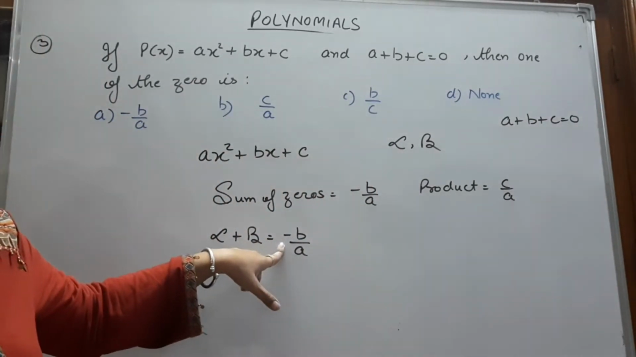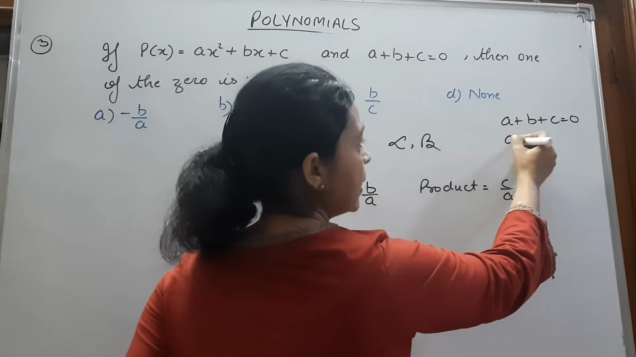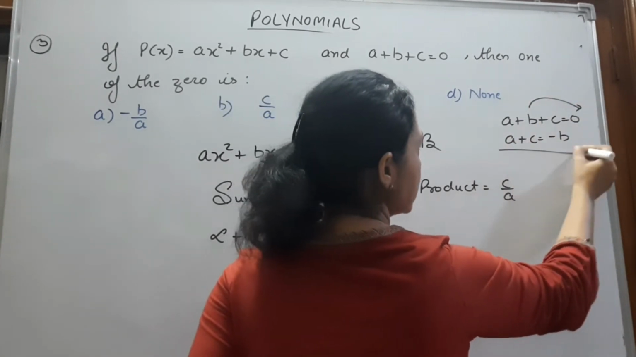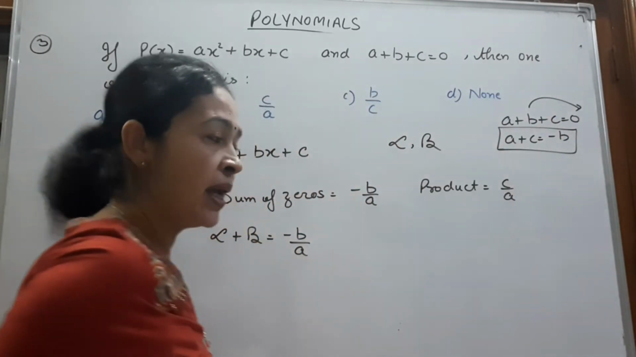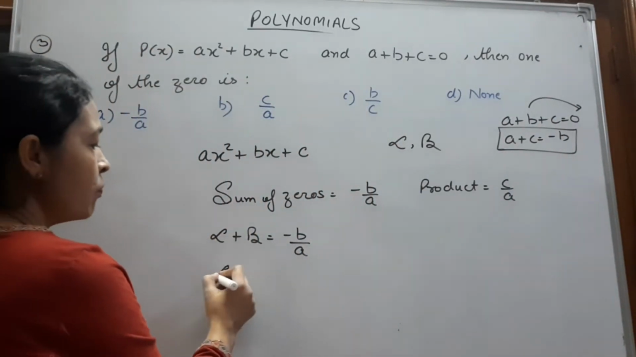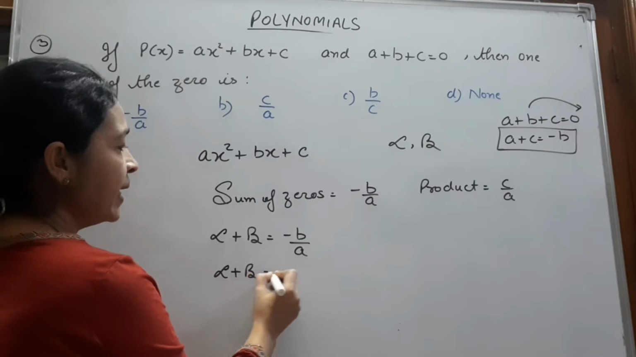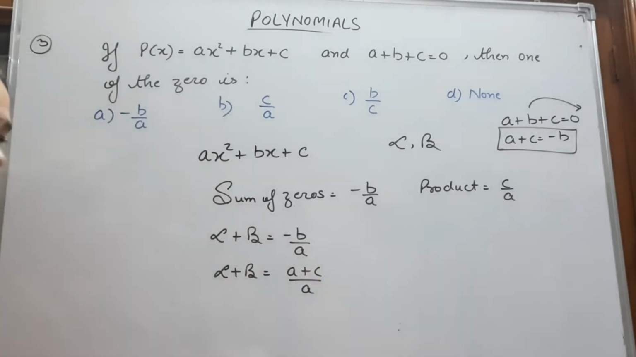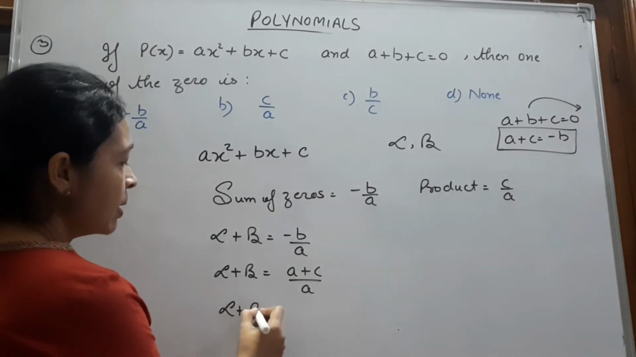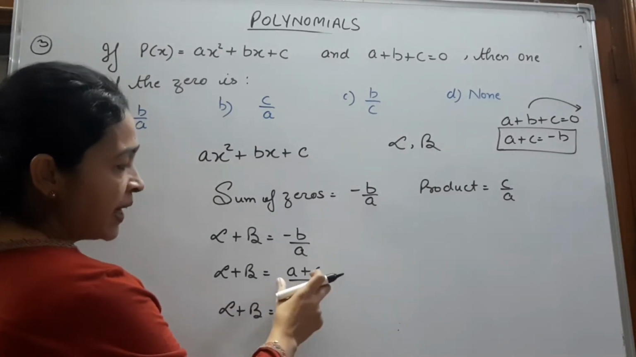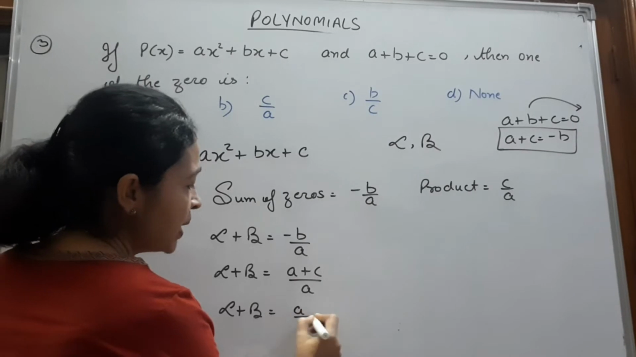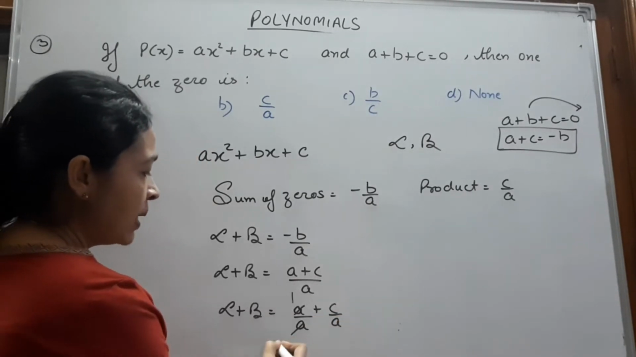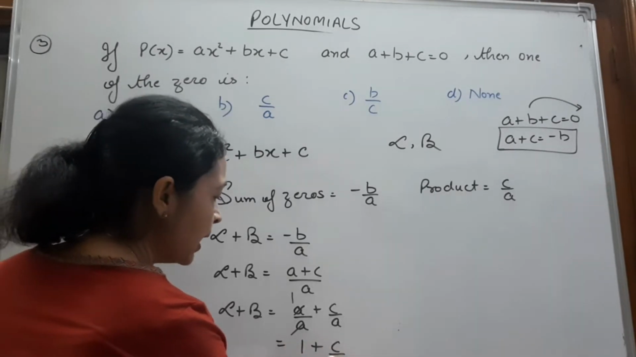In the numerator we have minus b, a plus c. If we take b on the right hand side, a plus c is equal to minus b. In place of minus b, we can write a plus c upon a. Alpha plus beta equals, if we separate both terms in the numerator, a upon a plus c upon a, which is 1 plus c upon a.